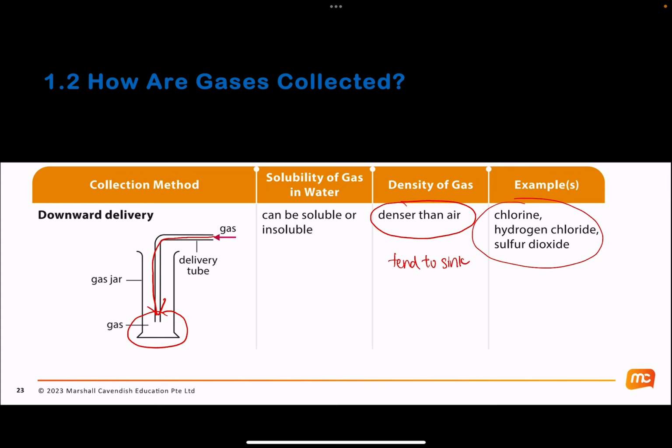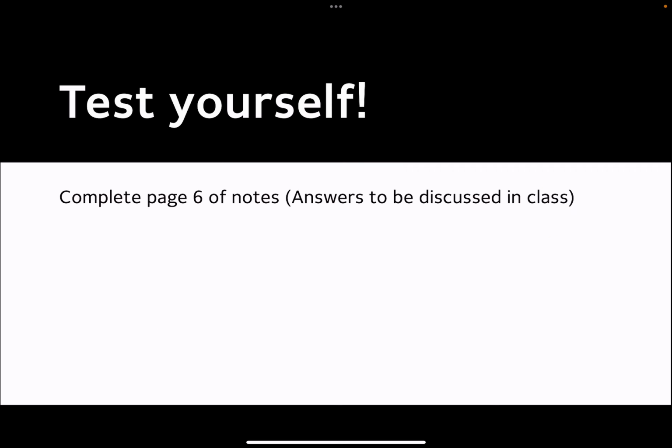And of course the last method, which is in your notes, is the gas syringe. The gas syringe works for all gases. The only restriction, I would say, is that the gas syringe has a limited capacity. So if the volume of gas that you are trying to collect is quite large, the gas syringe might not be able to serve this purpose. You can end off by doing page 6 of your notes. There are 2 questions there, and we will discuss them in class.